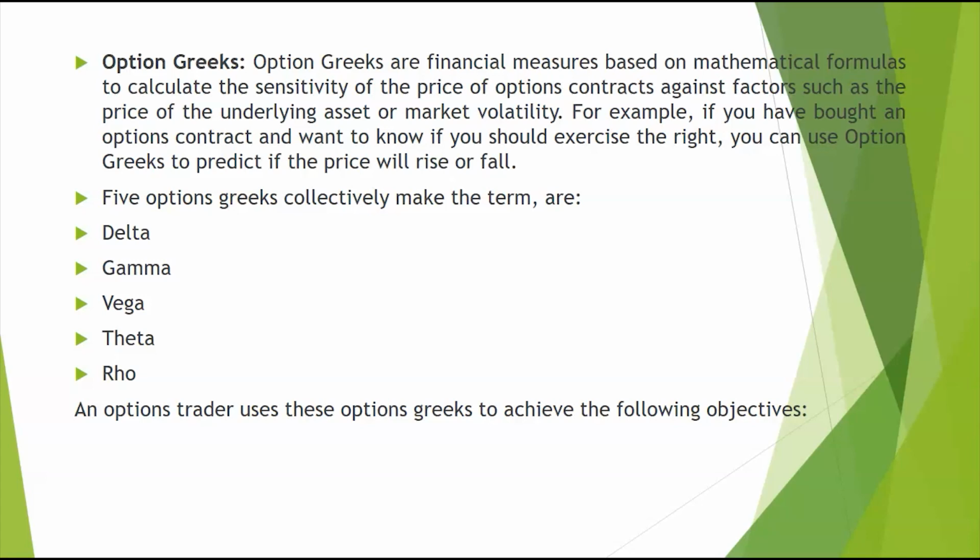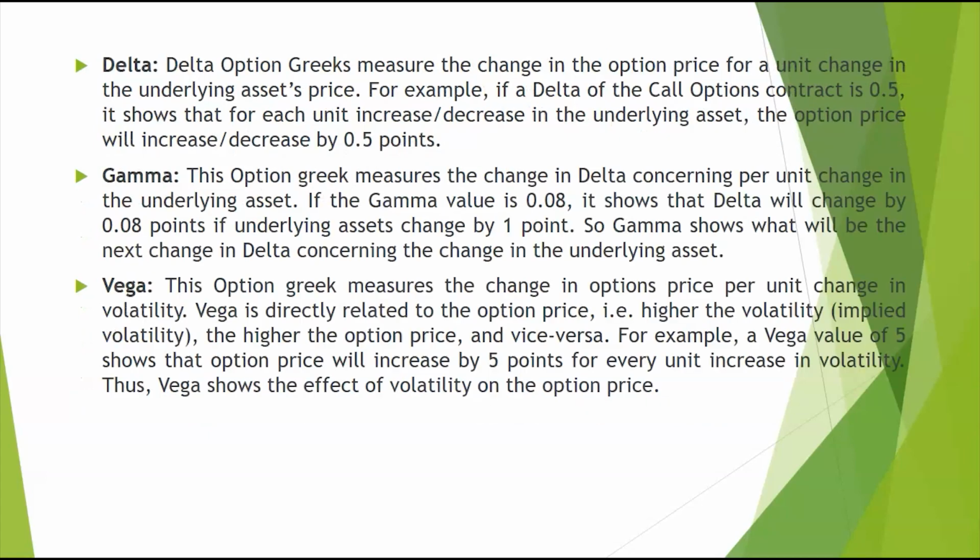The five option Greeks, which collectively make up the term, are delta, gamma, vega, theta, and rho. An option trader uses these option Greeks to achieve the following objectives. Delta. The delta option Greek measures the change in the option price for a unit change in the underlying asset's price.